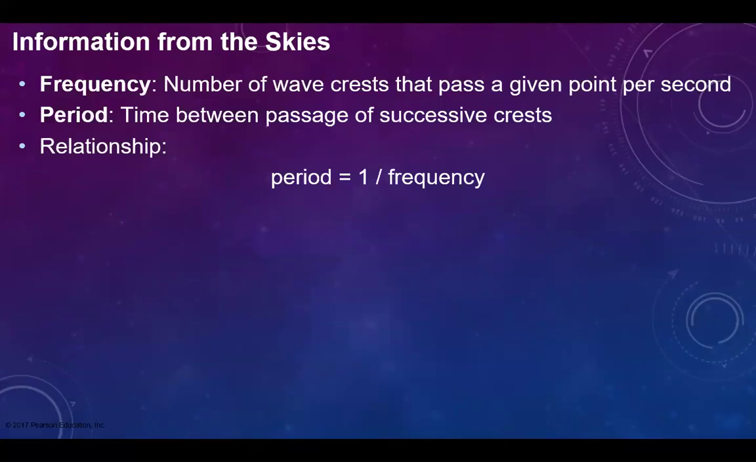So when we talk about waves, we can describe them with either a frequency or a period. You could describe a wave with the frequency, which is how many oscillations you get per second, or how many cycles per second. The number of wave crests that pass a given point per second, while the period is the time between each crest. And there's a simple relationship between frequency and period. The period is 1 over the frequency.